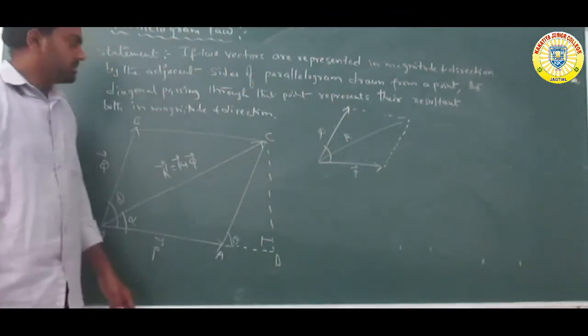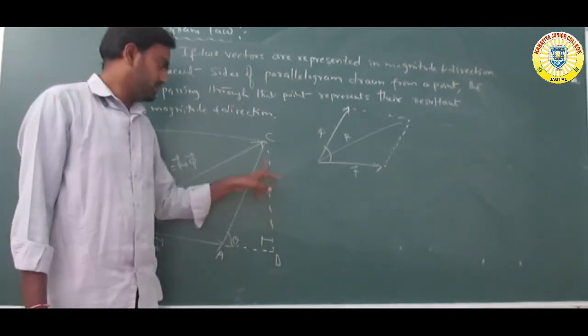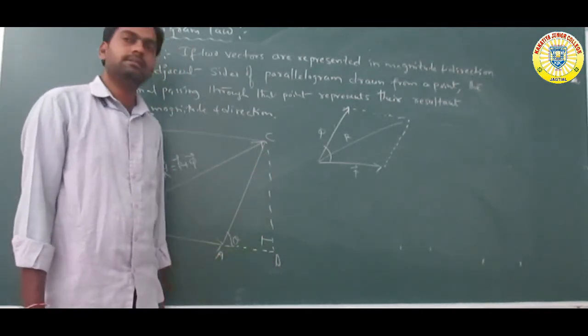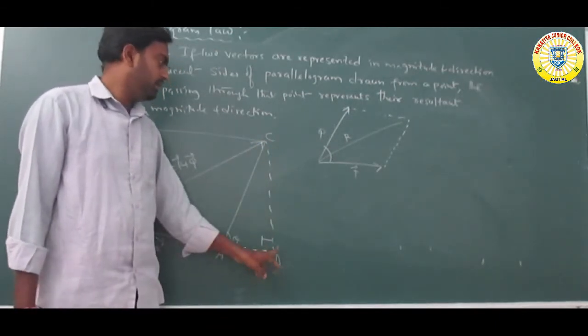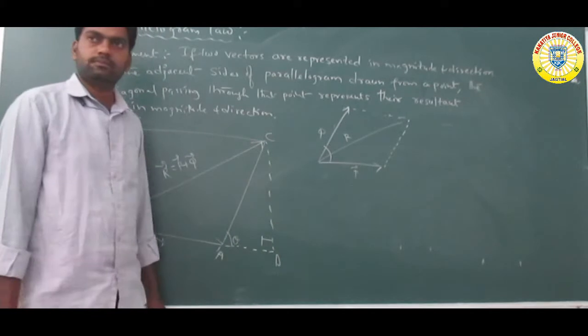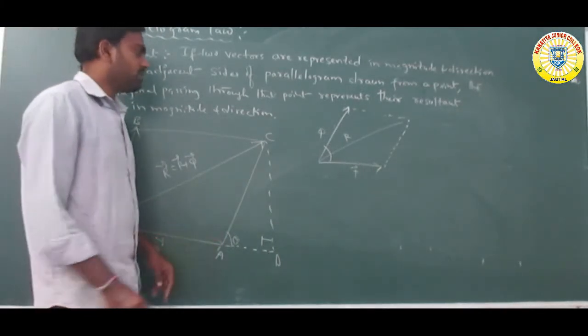Got it? Now these are extended, because here a triangle with a 90 degree angle is also taken. So the two lines are extended: A is extended up to D and C is also extended up to D. Okay, and the P vector, OA, is called A.